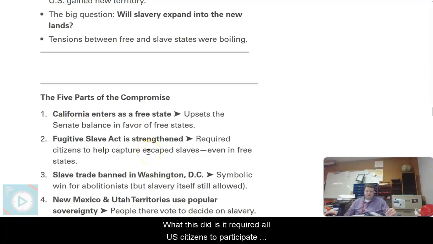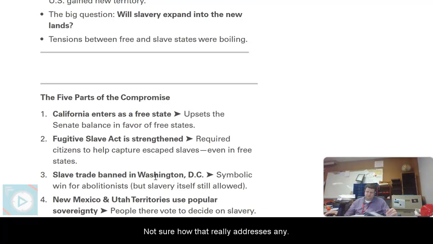What this did is it required all U.S. citizens to participate in the recapturing of runaway slaves. So, if you helped runaway slaves, you got punished as well. And we'll probably look at this in more detail in class. Slave trade's banned in Washington, D.C. You can still own slaves, but you can't buy and sell slaves in that area. Not sure how that really addresses anything.